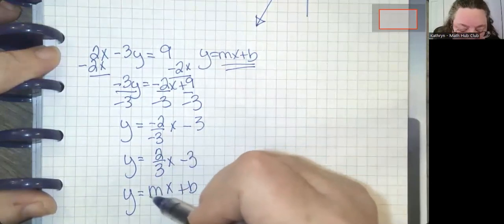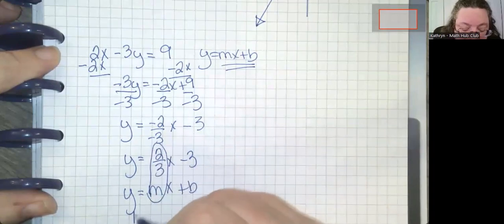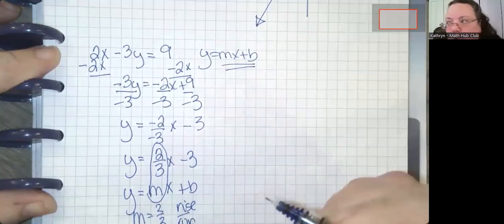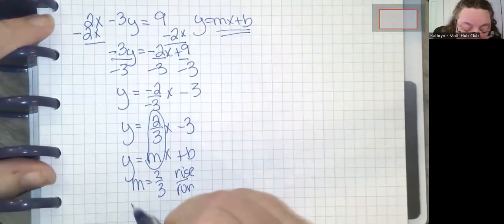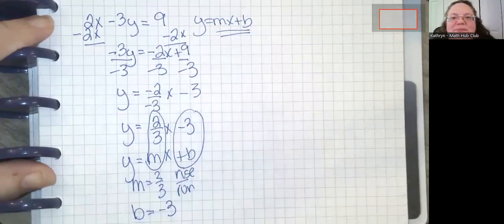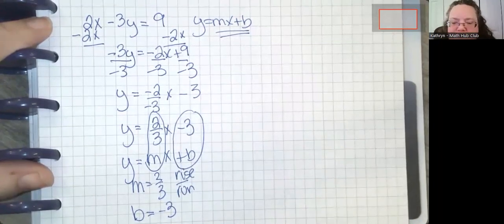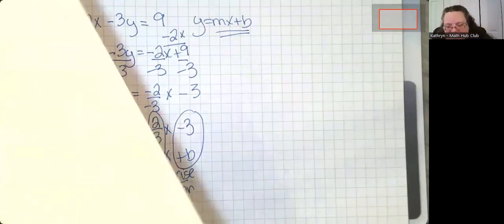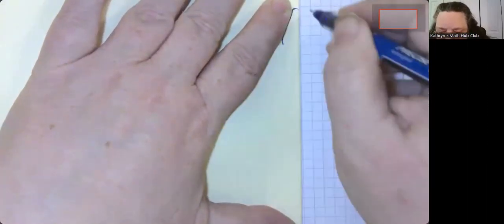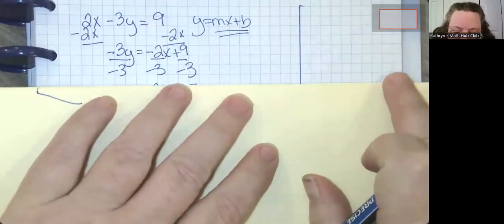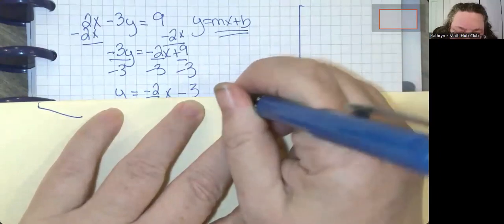All we have to do is circle straight up. So m equals 2/3. We already have our rise over run. And then our y-intercept is this one right here. Let's circle it: -3. And we have everything to graph. And now let's grab our straight ruler and my paper. I'm going to make my y axis, and I'm going to make my x axis.